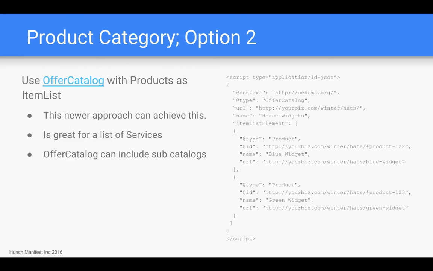As I mentioned before, you can have also subcatalogs within your catalog. So perhaps one level up from this, yourbiz.com/winter/hats might be just for winter. So the winter offer catalog could include the hats catalog underneath it, as well as maybe mitts and other things. So you can kind of imagine how this can roll up and get more specific as you go through your categories in your e-commerce store.